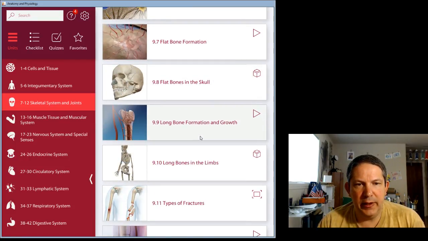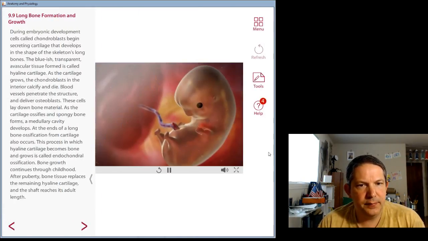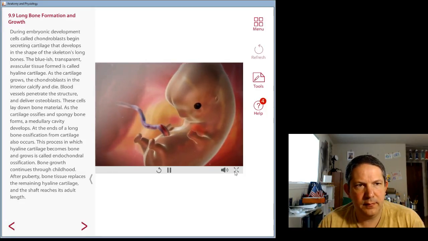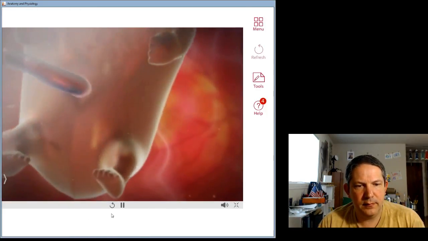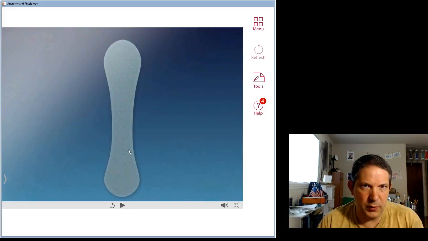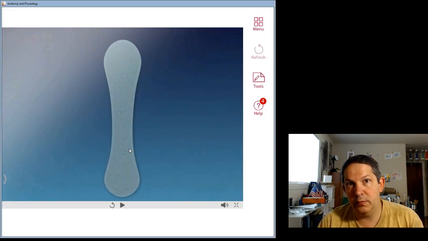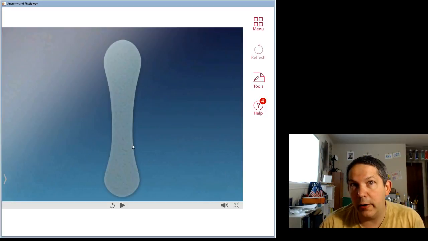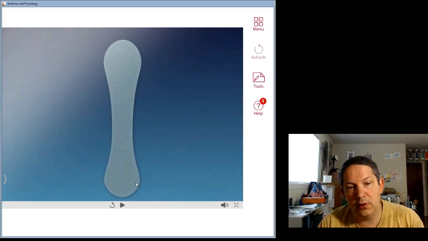Bone formation. Let's do the long bone formation. During embryonic development, cells called chondroblasts begin secreting cartilage that... Chondroblasts, chondrocytes, these are words related to cartilage rather than to bone. So osteo is bone, chondro is cartilage. Chondrichthyes, cartilaginous fish, sharks and rays, chondro. So this is cartilage. Osteichthyes, bony fish.